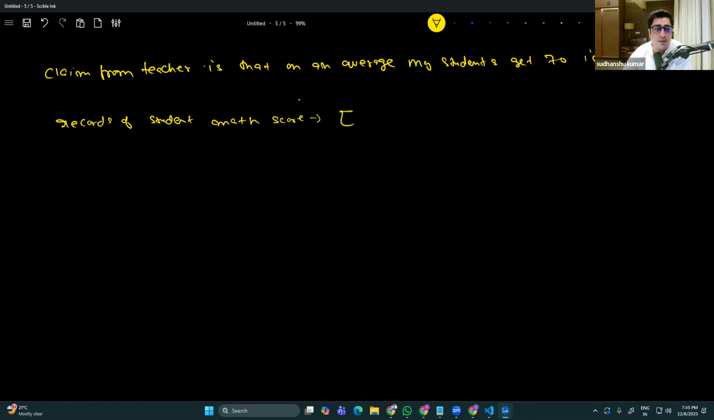So maybe he went to one student and obtained 65, then another student 68, another student 75, again another student 80, and then another student who has obtained maybe 72. So these are the marks that that particular person is able to collect. And the teacher is claiming that my students on an average obtain 70% marks every time. Now, what is the null hypothesis?